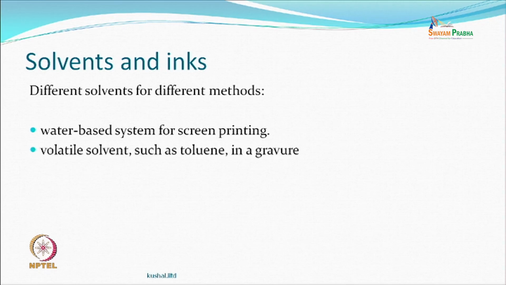For gravure, people may prefer volatile solvent. Toluene is present here. Could have been benzene also. We don't use benzene anymore. You know why? Yeah, it's carcinogenic. So benzene can only be used for research purposes. It cannot be used for any commercial product. So toluene is as good, we just use the next derivative.